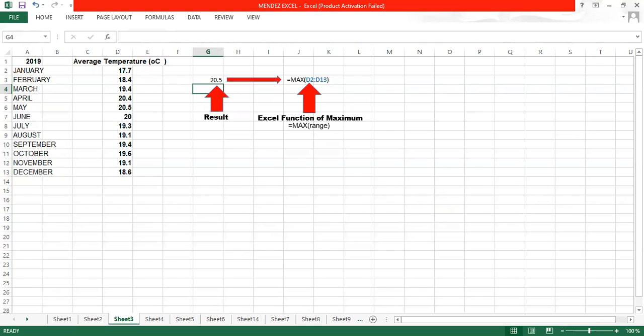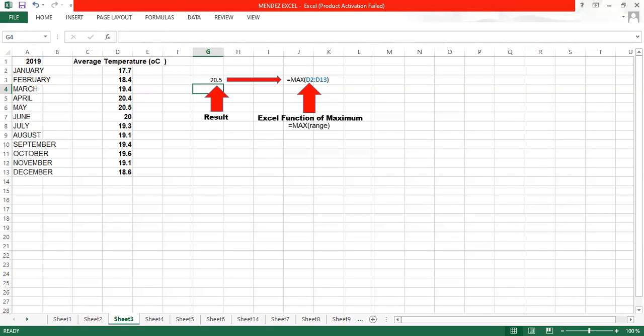Now let's get the value of maximum, which represents the highest average temperature in our problem. In getting the maximum value, just type equals MAX open parenthesis, range, then close parenthesis. Since our range in this data is D2 to D13, the function that we are going to use is equals MAX open parenthesis D2 to D13 then close parenthesis. Then press enter. As we'll see, the maximum is 20.5.